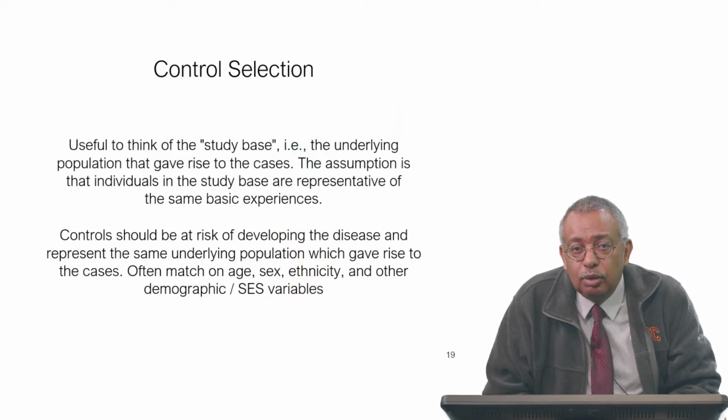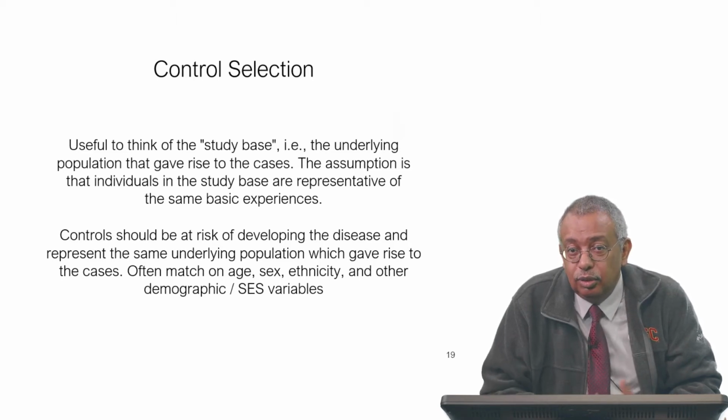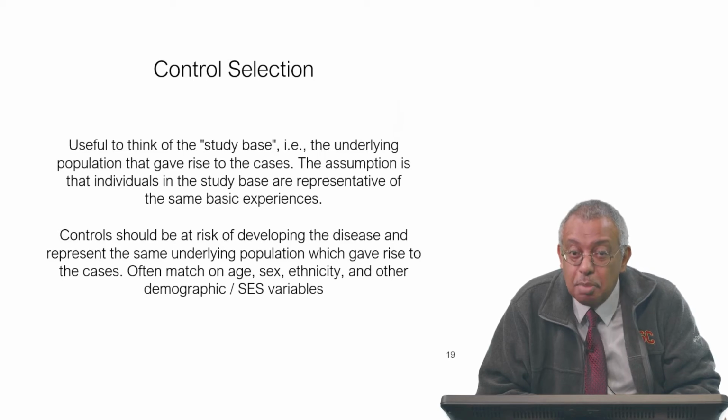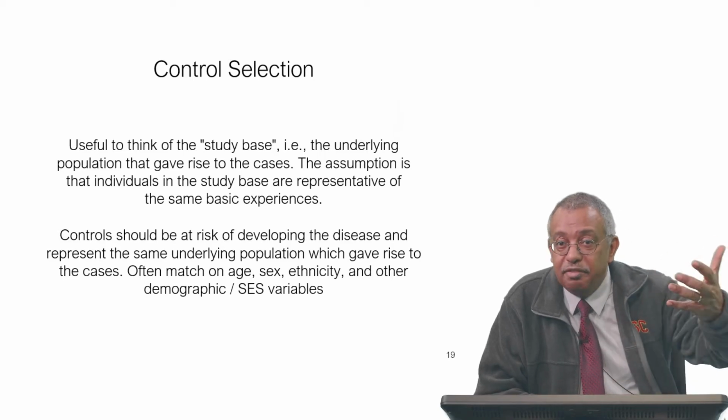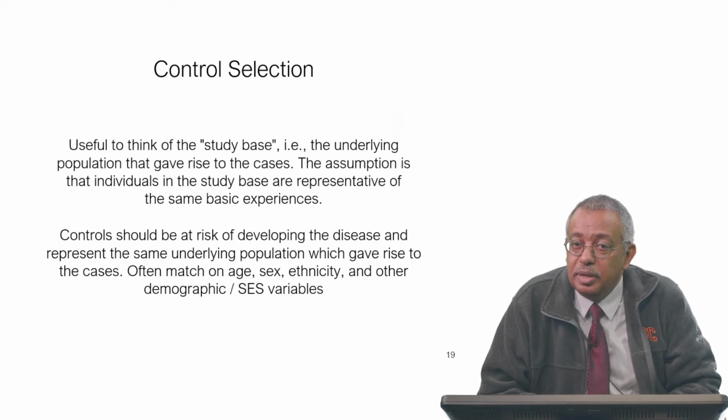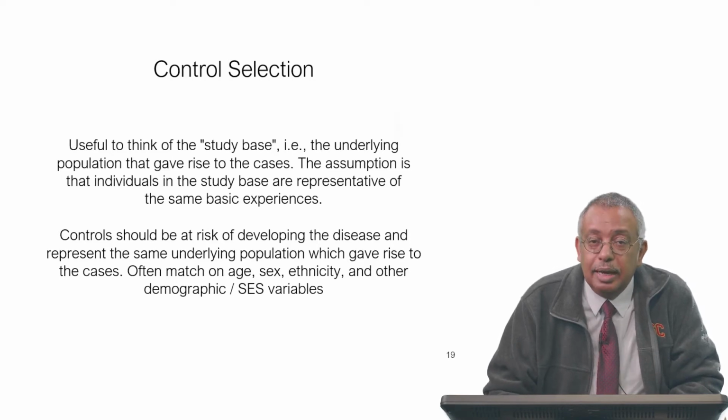One issue here is how to select controls. It's useful to think of the study base. That's the underlying population that gave rise to the cases. And here the assumption is that individuals in the study base are representative of the same basic experiences. Controls should be at risk of developing the disease and represent the same underlying population, which also gave rise to the cases. So most of the time, people match on age, sex, ethnicity, and other demographic or socioeconomic status variables, so that we don't have to worry about them. If we have done our job right, we don't have to worry about them at the analysis stage.